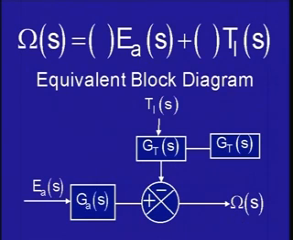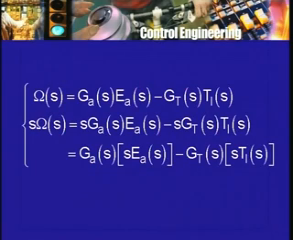Now here I have omega s consisting of two different terms. So I will have Ea of s Ga of s and TL of s Gt of s as the two parts making up omega s. Now if I look at the final value of the speed, then you can see that it will involve the final value of the applied voltage and the final value of the load torque, multiplied by Ga of 0 and Gt of 0. Let us go through this a little carefully, although it is really very simple.